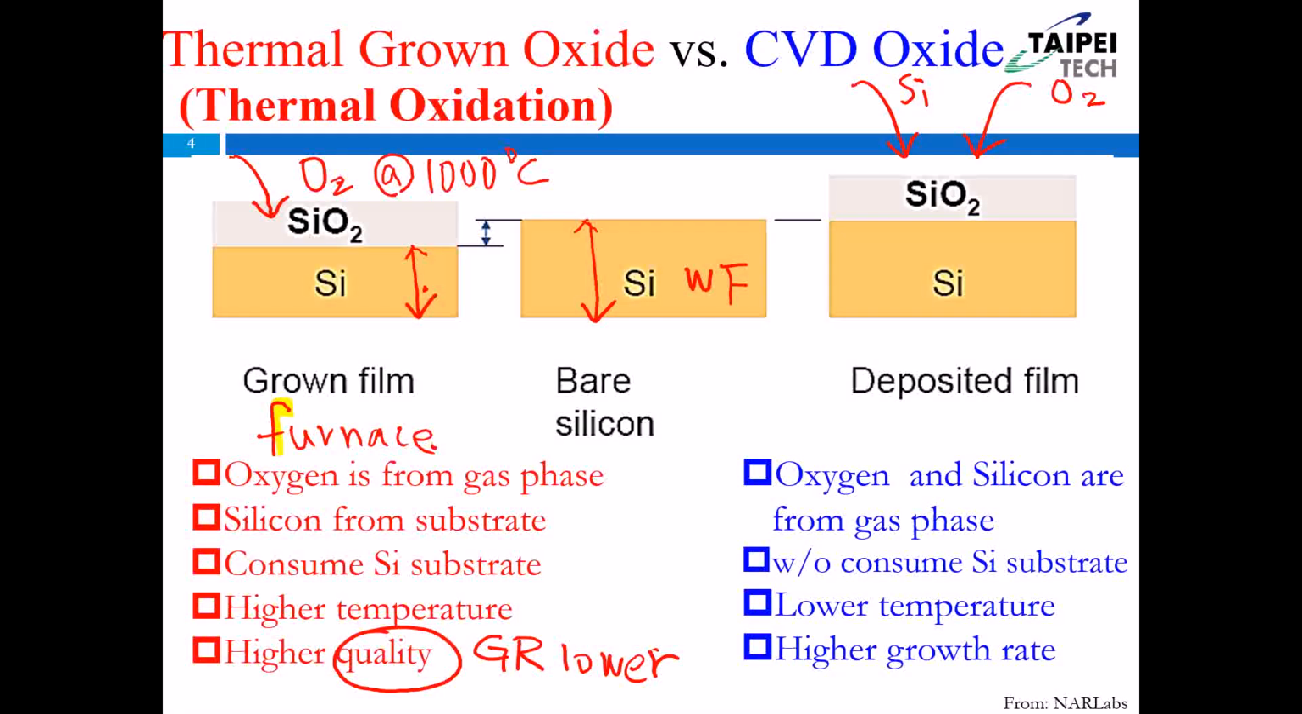But of course, the precursor is not pure silicon. I just want to simplify it. Later, when we talk about the CVD, I will show you the real precursor for the silicon. Right now, I just want to make it simple and clear. So I write down the outsourcing is the silicon. Later, I will tell you details.